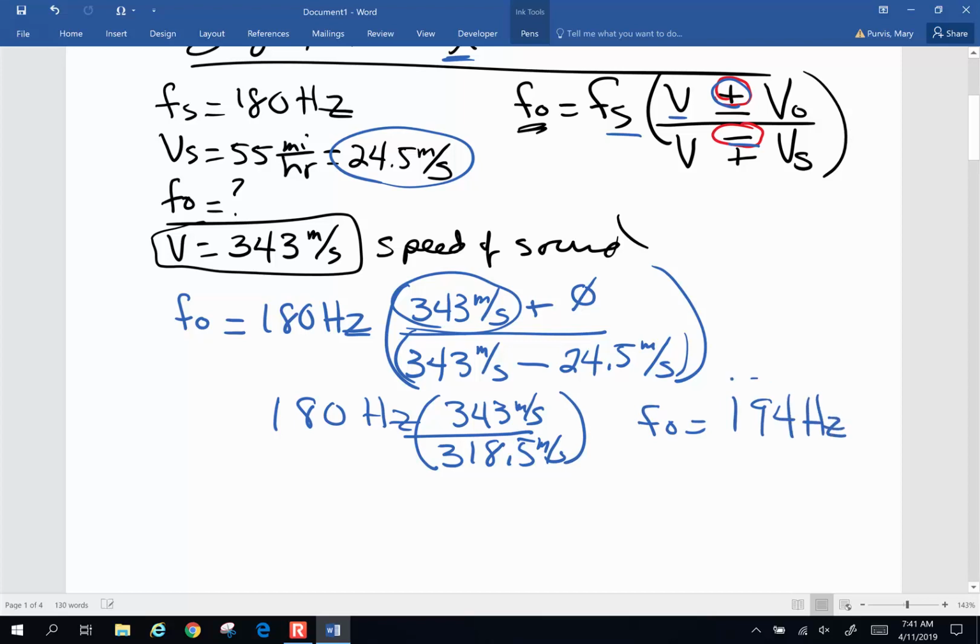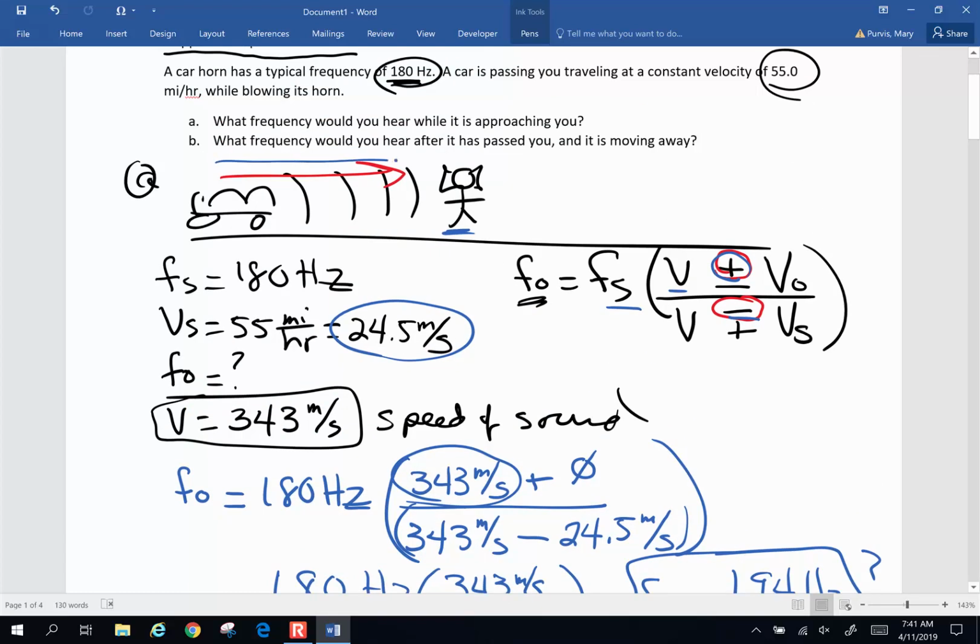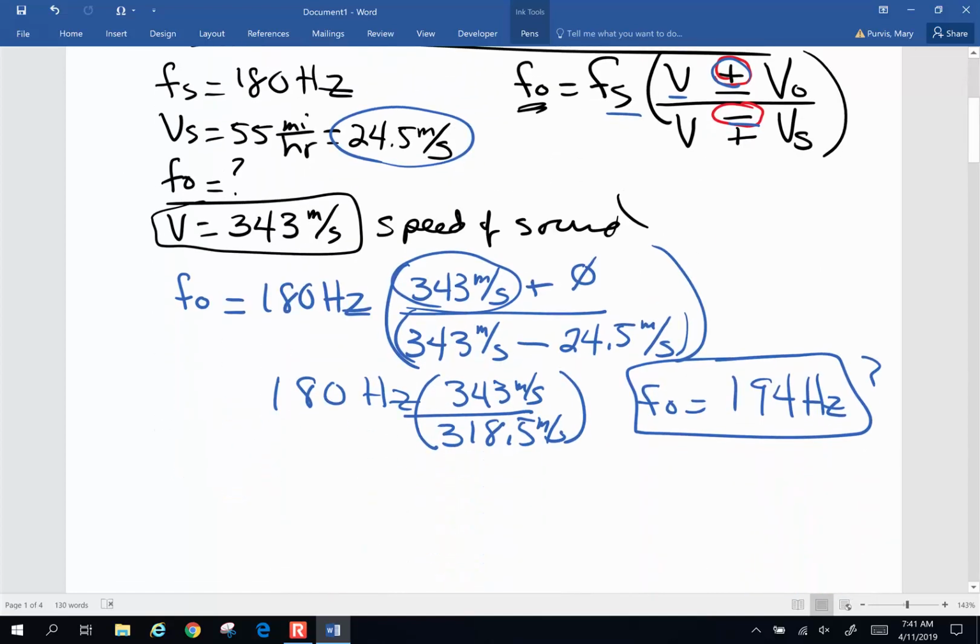Now, with Doppler, always stop and do a reality check. Does that make sense? Well, you and I both know that when the source is coming towards us, the frequency is going to be higher. And so standing still, the frequency is 180. As it's approaching us, we get 194. So that's a check. Yes, it makes sense.